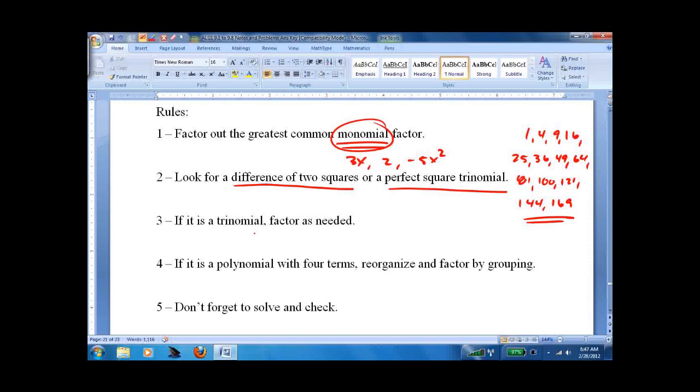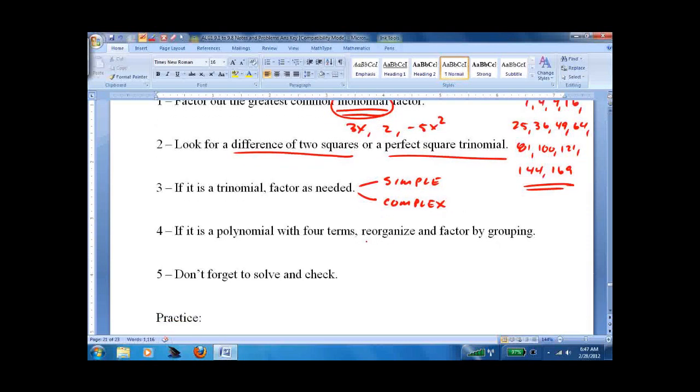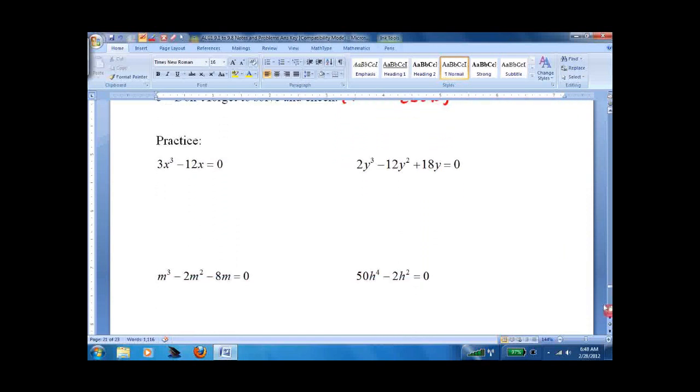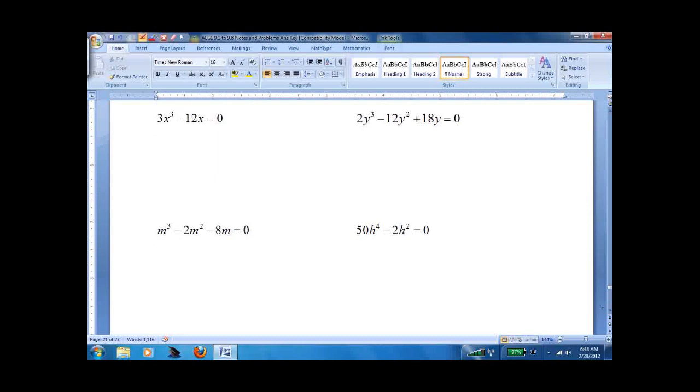If it's a trinomial, factors needed, either simple or complex. Simple being an a value of 1, complex meaning a value of something other than 1. If it's got 4 terms, make sure it's organized right, factor by grouping, and don't forget to solve and check if needed, if we have it equal to 0. So, first things first, pull out a common monomial. You might want to pause the tape and try these on your own, but remember, always pull out a common monomial first.